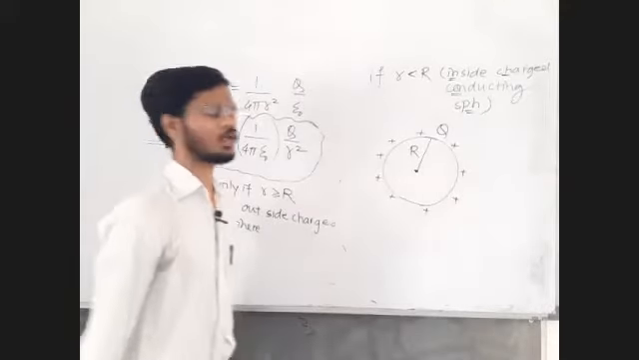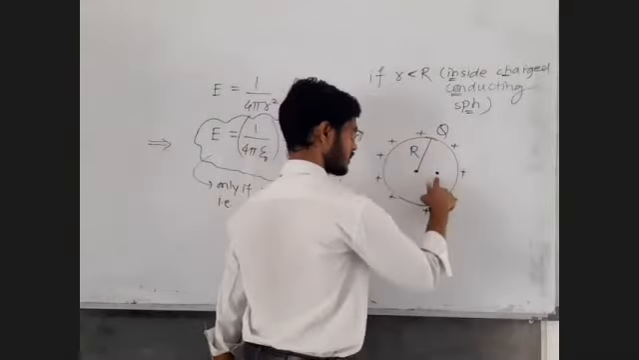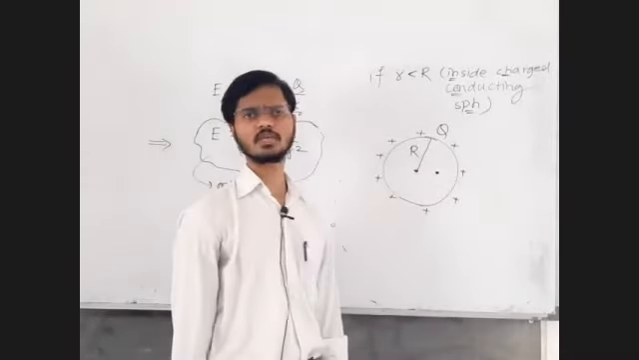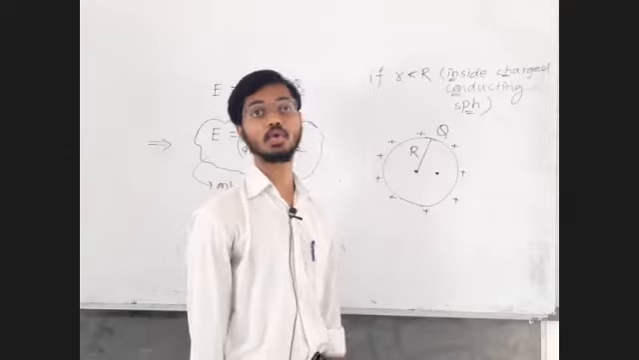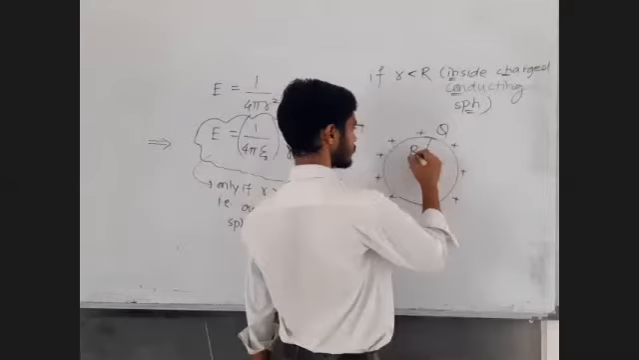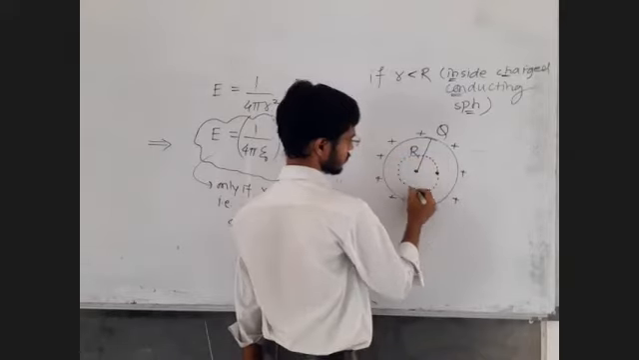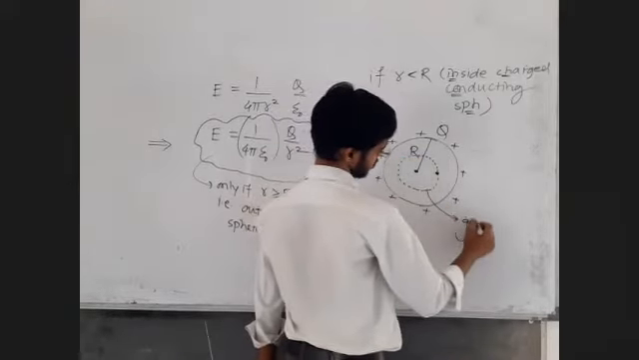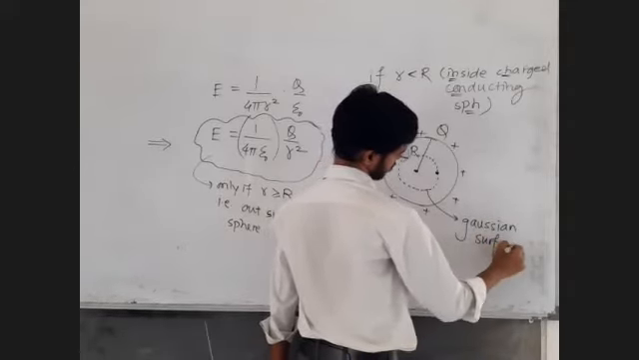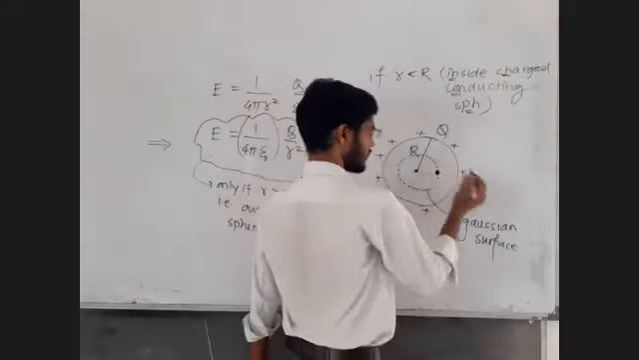We want to find out the electric field at this point. This point is not outside the sphere, this point is inside the charged sphere. Okay, what are the rules? Draw the Gaussian surface in such a way that it passes through your point, the point at which the electric field is to be found out. So the dotted surface is a Gaussian surface. At this point I want to find out the electric field intensity.